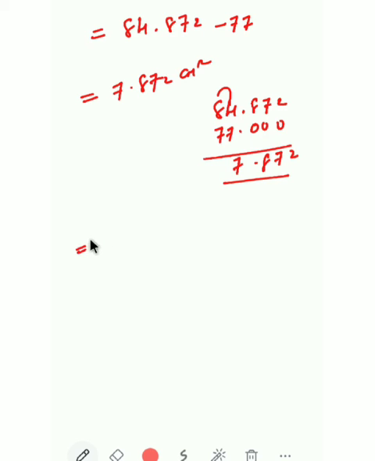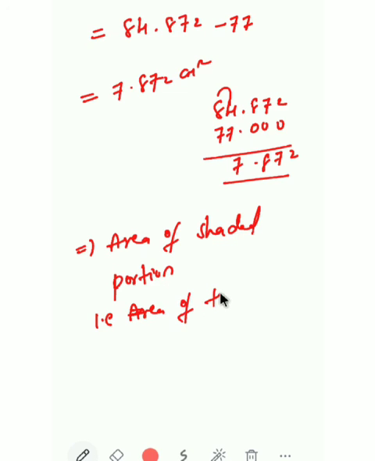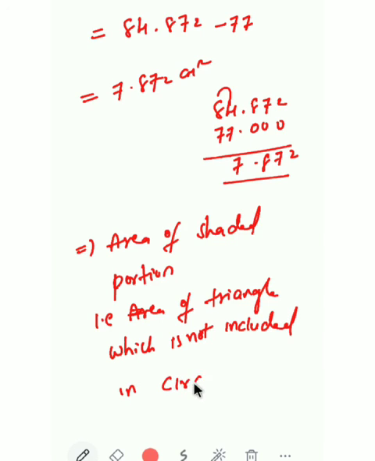Let us write here: the area of the shaded portion, that is nothing but the area of the triangle which is not included in the circles, is equal to 7.872 centimeter square. Clear?